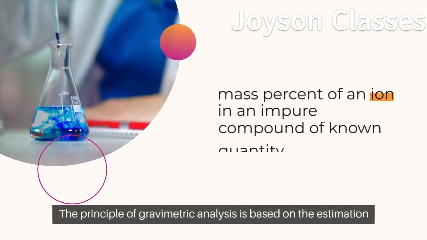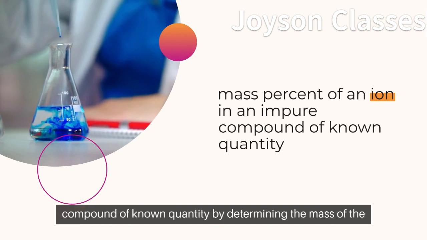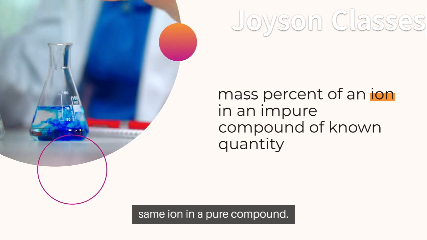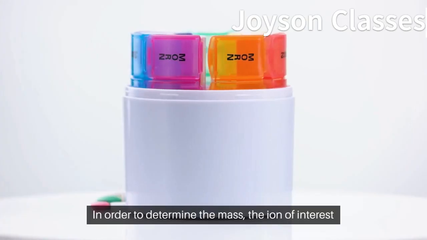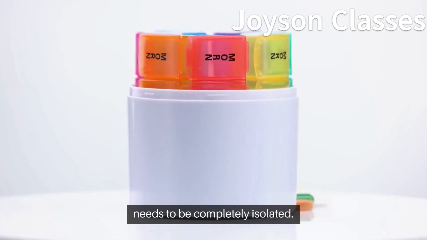The principle of gravimetric analysis is based on the estimation of the mass percent of an ion in an impure compound of known quantity by determining the mass of the same ion in a pure compound. In order to determine the mass, the ion of interest needs to be completely isolated.